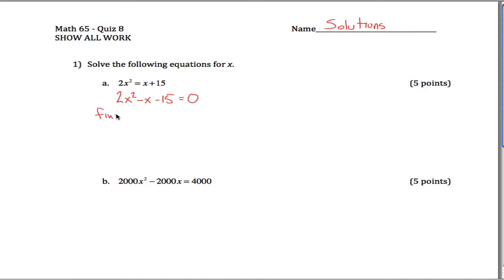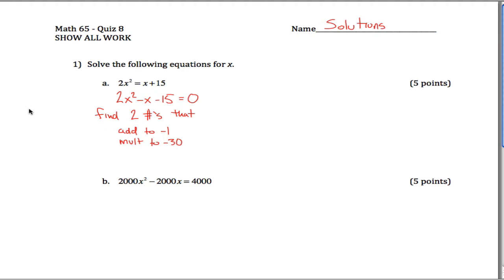The first step is to find two numbers that add to the coefficient on our x term, so they add to negative 1, and they multiply to the product of the coefficient on our x squared term and our constant term. In other words, they multiply to negative 30. So you have to find two numbers that add to negative 1 and multiply to negative 30.